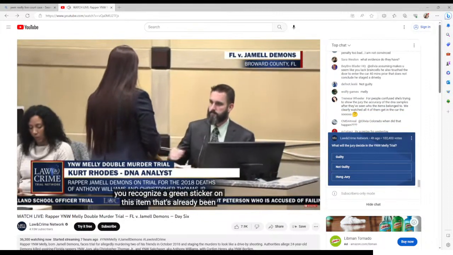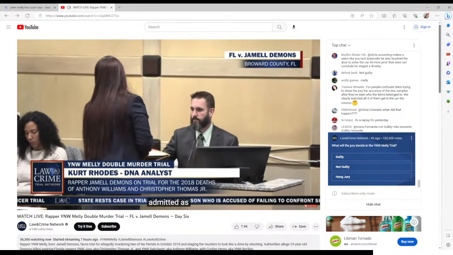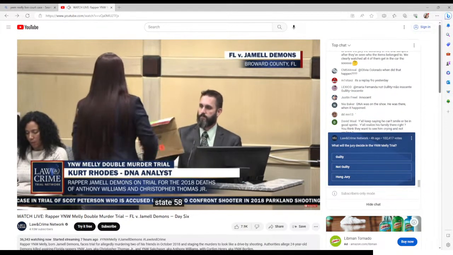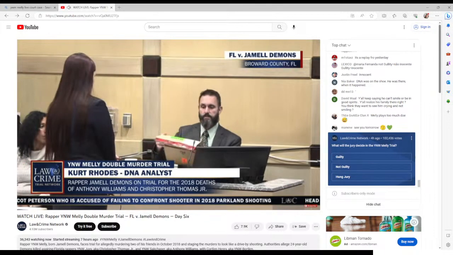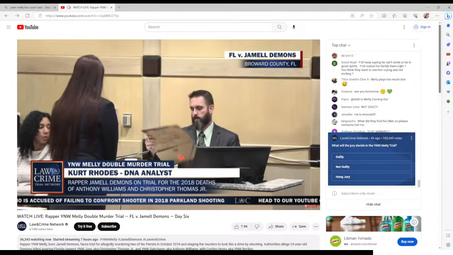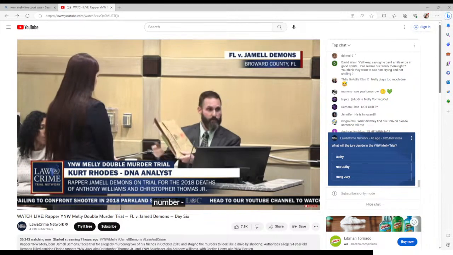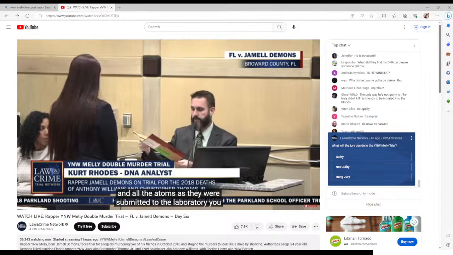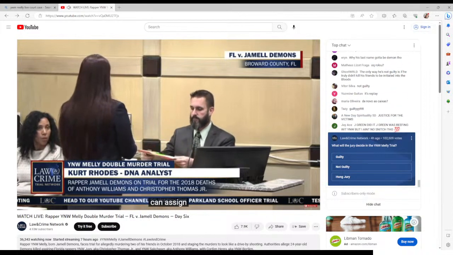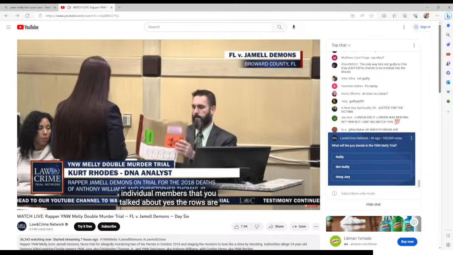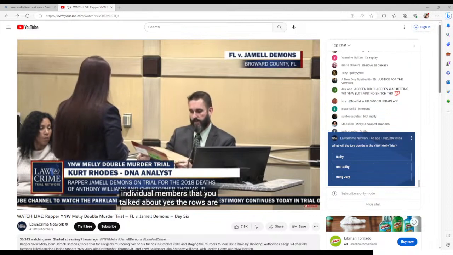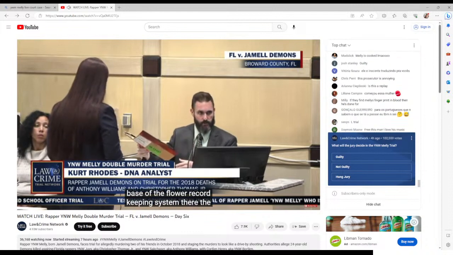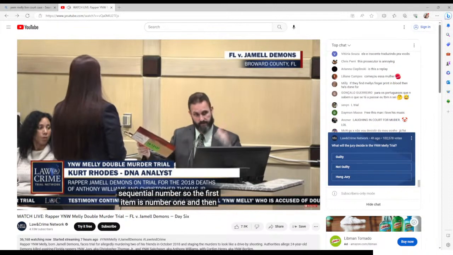Do you recognize the green sticker on this item that's already been admitted as State 58? Yes. And how do you recognize that? On the back, it has my laboratory number, my initials, and all the item numbers as they were submitted to the laboratory. And do you then assign the individual numbers that we talked about? Yes, the numbers are assigned based off of our record-keeping system. They're a sequential number, so the first item gets number 1, and then sequentially down the line.